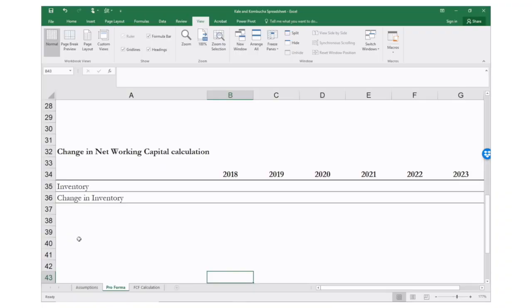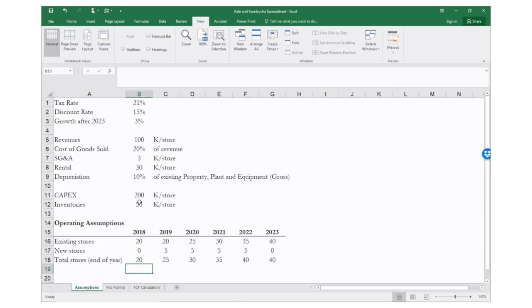Before we go to our free cash flow calculation, there's one last piece that we need to take care of. And that is, we need to think about how much working capital this company needs. We touched on that when we discussed free cash flow calculations, and now I want you to see it in practice. So the only element of working capital that this company has is inventory. And our assumption spreadsheet tells us that each store needs $50,000 of inventory.